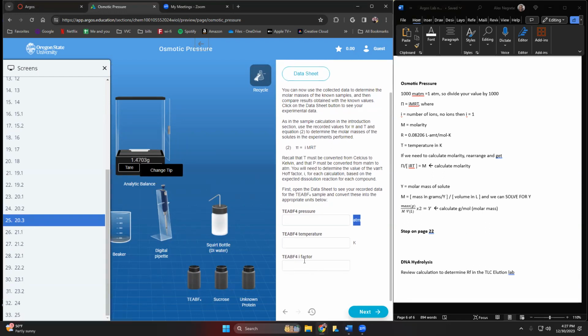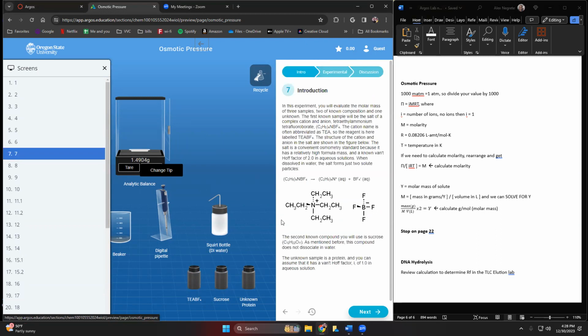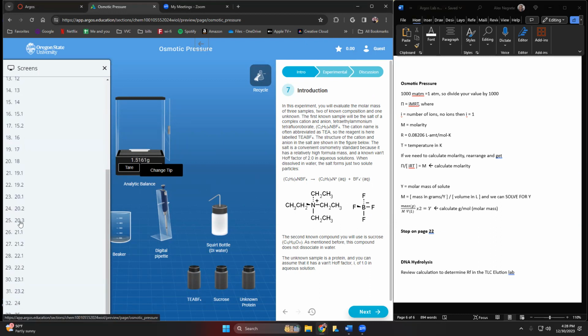And then it's asking for the i factor, which I reviewed a couple times already. Our i factor for this is 2 because we did see those 2 ions earlier here. So when this ionizes, we get 2 ions.